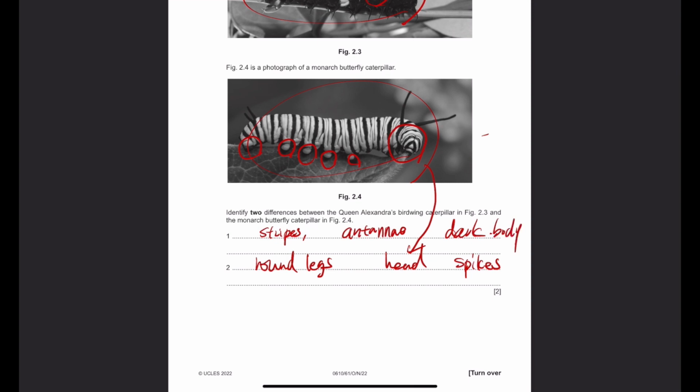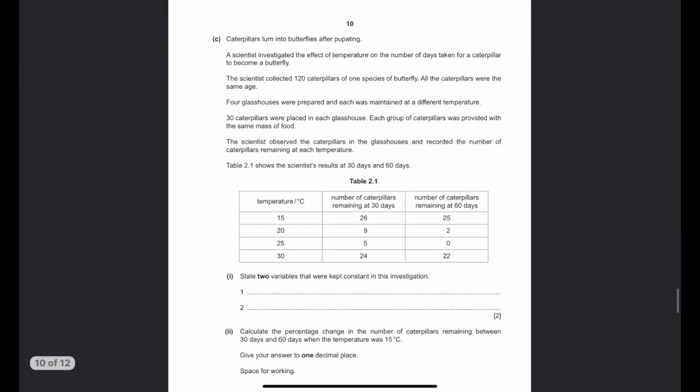So that's pretty easy. The question was pretty easy. It's like easy 2 marks for that one. Let's go with the C.